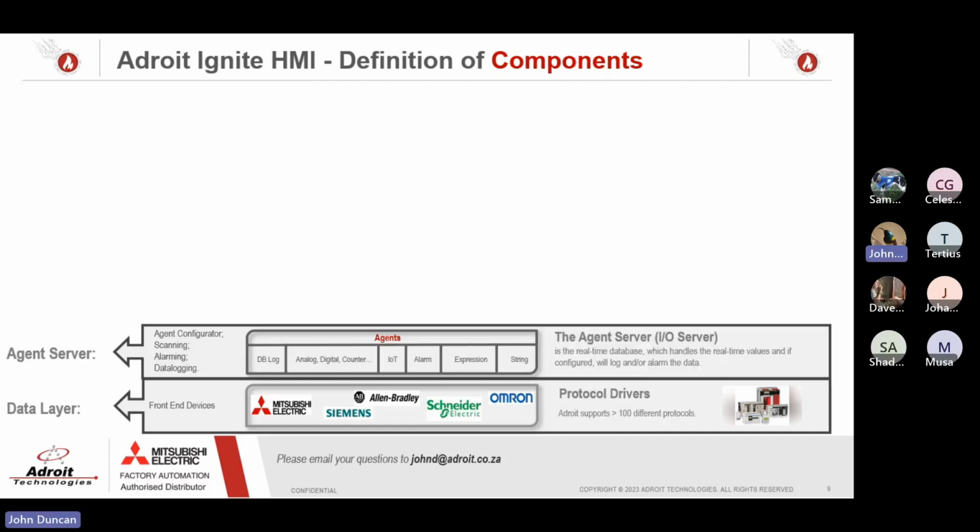The next layer is our agent server layer, which is our real-time database. And this is where all the agents, or tags in this case, get configured from a scanning, alarming, and data logging perspective.